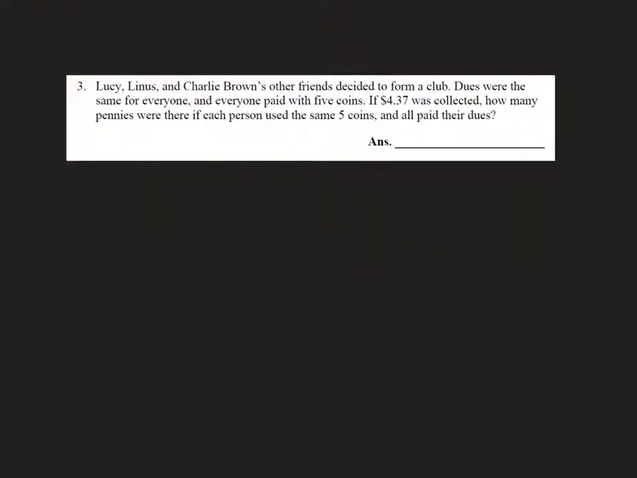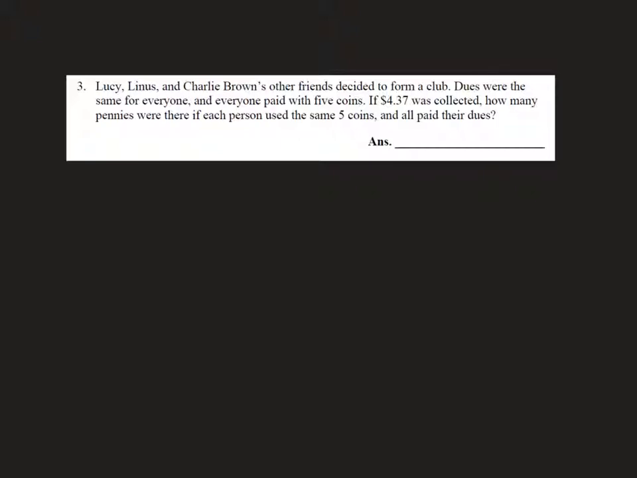Okay, here's a 5-pointer from 1992 under the category Arithmetic with Ratio and Proportion. Lucy, Linus, and Charlie Brown's other friends decided to form a club. Dues were the same for everyone, and everyone paid with 5 coins. If $4.37 was collected, how many pennies were there if each person used the same 5 coins and all paid their dues?